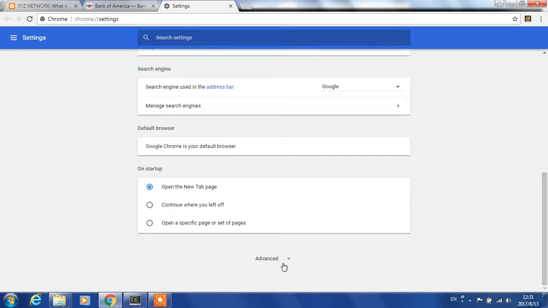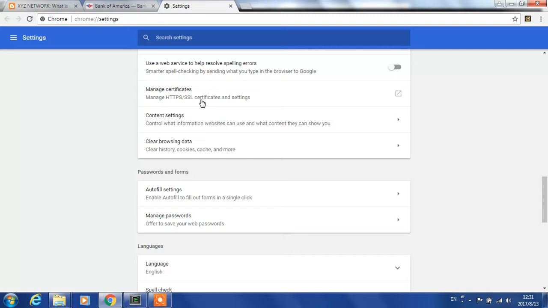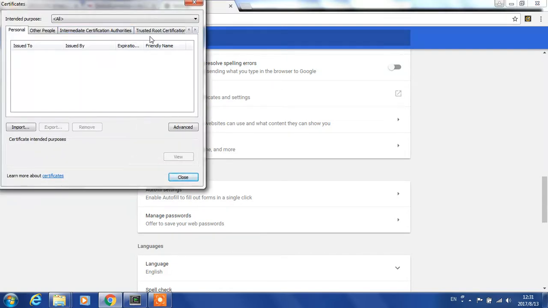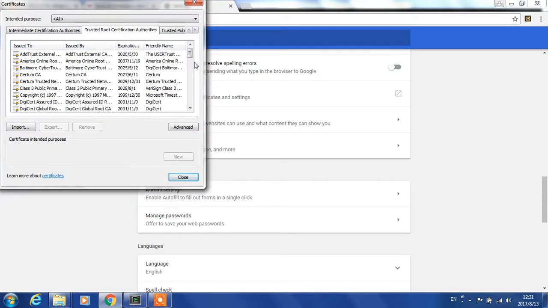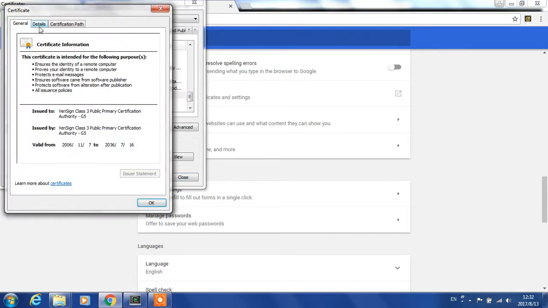Let's go to the settings, advanced, and manage certificates, trusted root certificates. These are all the trusted root certificates your browser has. VeriSign is just one of those. This is a certificate of VeriSign.